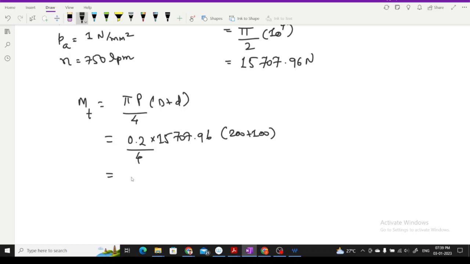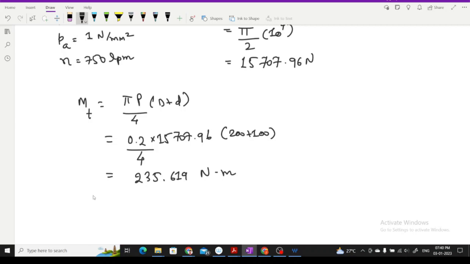Can anyone answer this? 235.619. So you have converted it to Newton meter. Yes, sir, Newton meter.